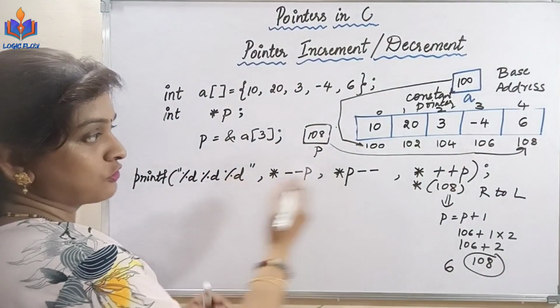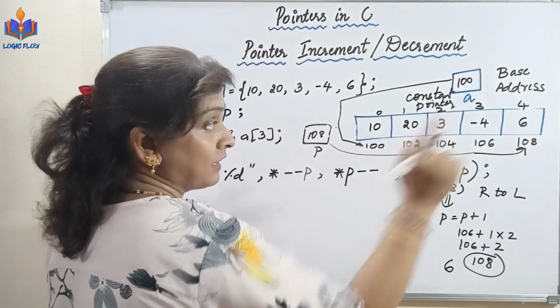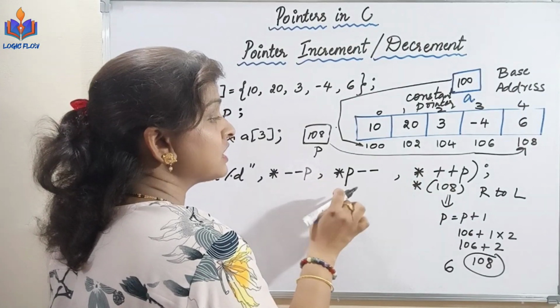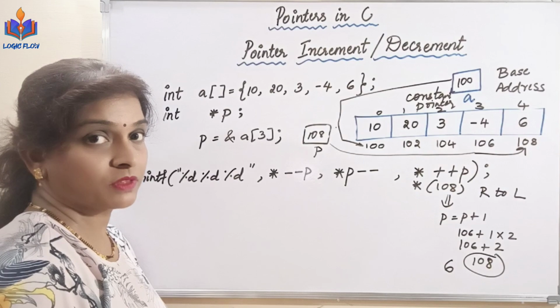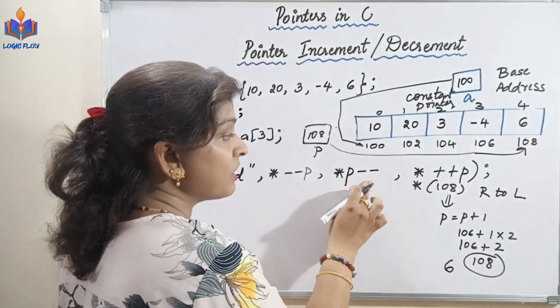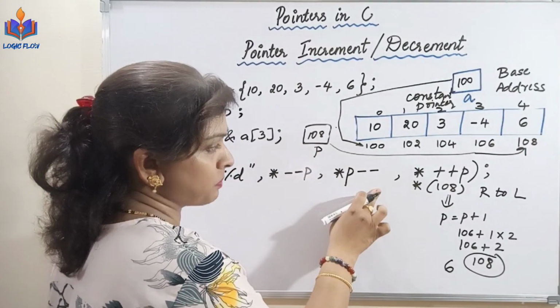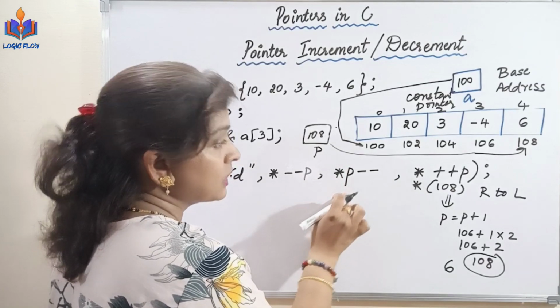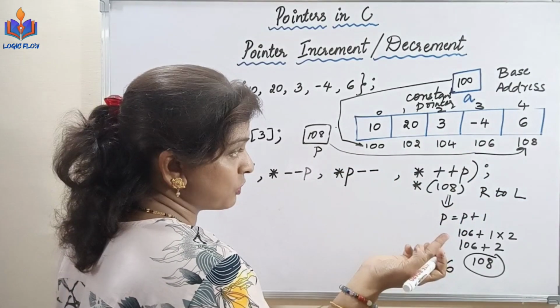Next, right to left. Towards left I have to go. Now I say p value is 108. That you should remember. I say asterisk p minus minus. So it is postfix decrement. So p value is 108. Decrementation will be done afterwards. Asterisk p minus minus means p is pointing to 108. Decrementation will be done afterwards.